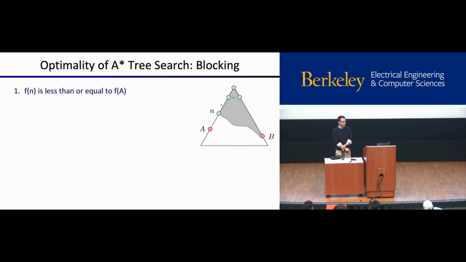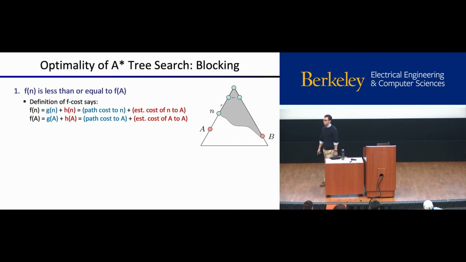Well, we could just write down the definitions for F, right? F is this G plus H. G is the cost of getting to the node. H is the cost that we're estimating from that node to the goal. So for N and A, we know that N is on the optimal path to A. We know that A is the optimal goal. And so the H cost is this estimated cost of getting from N to A or A to A. What's the estimated cost of getting from A to A? 0, right? Because why is that? Because we have what kind of heuristic?